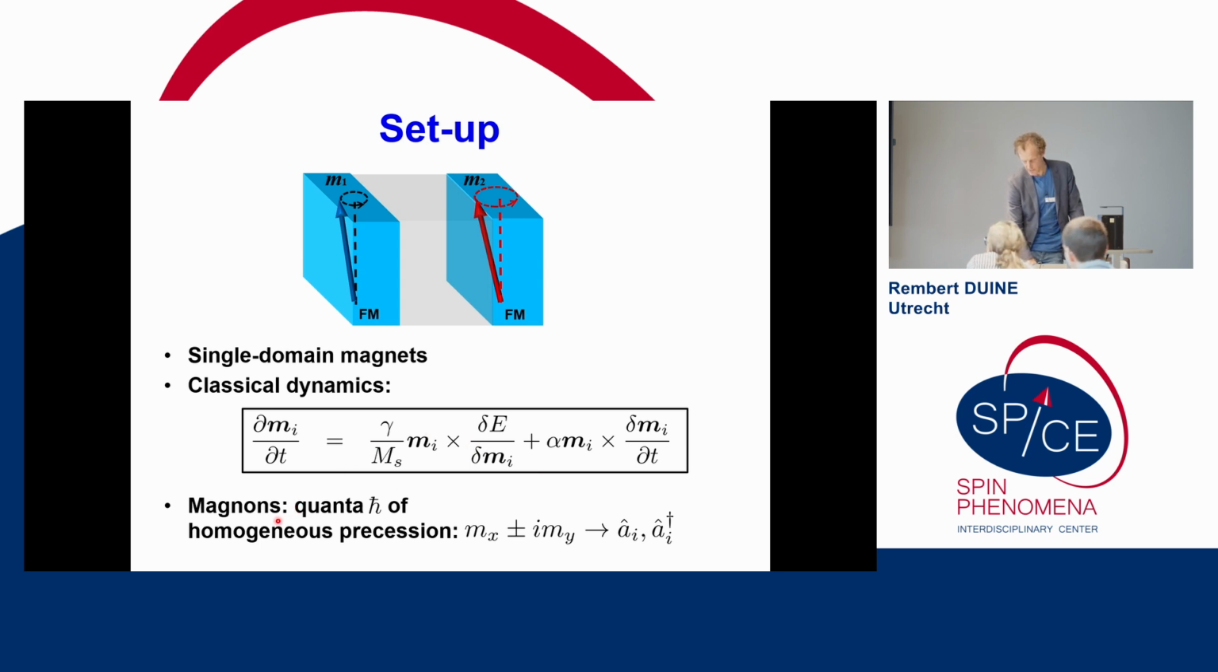And so the magnons in the single domain case will just be the quanta of ħ of the homogeneous precession of the magnet. So if you linearize this dynamics, you can basically replace deviations from the z direction, which is the quantization axis in our case, and quantize them to promote them to be bosonic operators.